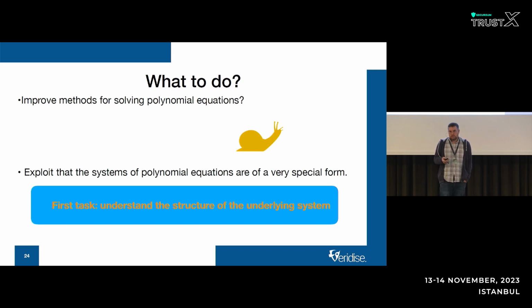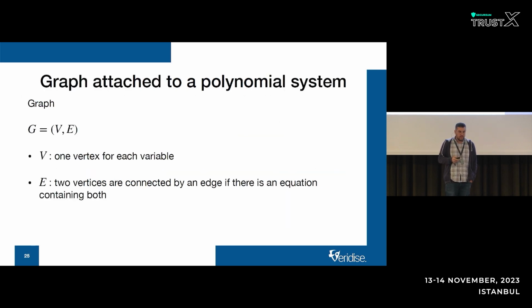But another thing you could do is exploit the fact that the circuits you look at are very special. You're not looking at arbitrary polynomial equations, you're looking at polynomial equations that have a very special form. Depending on your setup, your equations are in most cases just quadratic equations, they are very sparse, and so on. So the question is, can I exploit the fact that the equations are simple or have a special form to speed up things? So you have to understand the system a bit better.